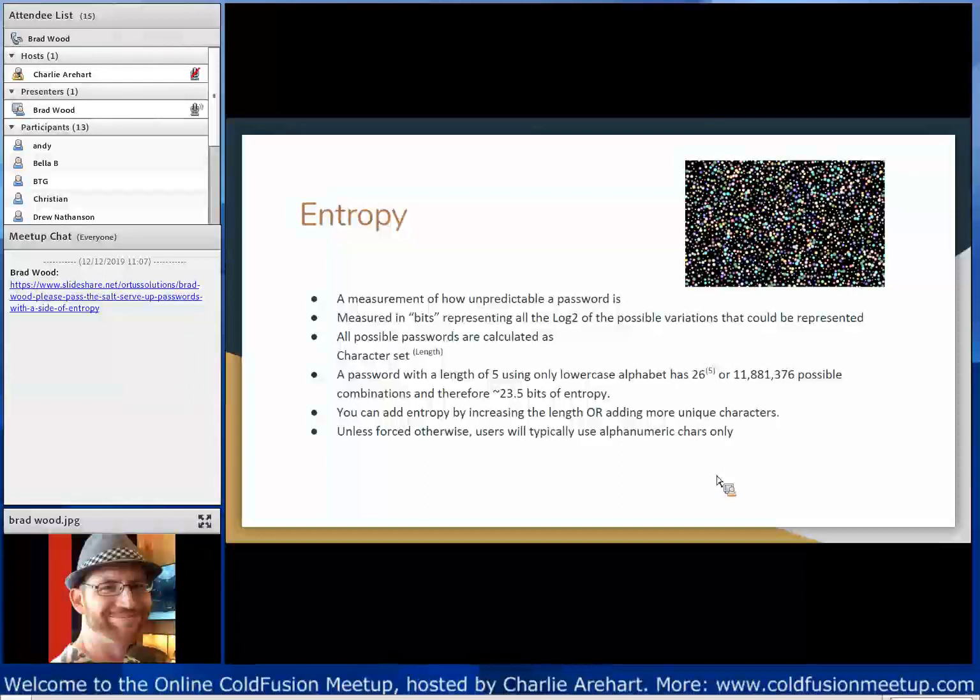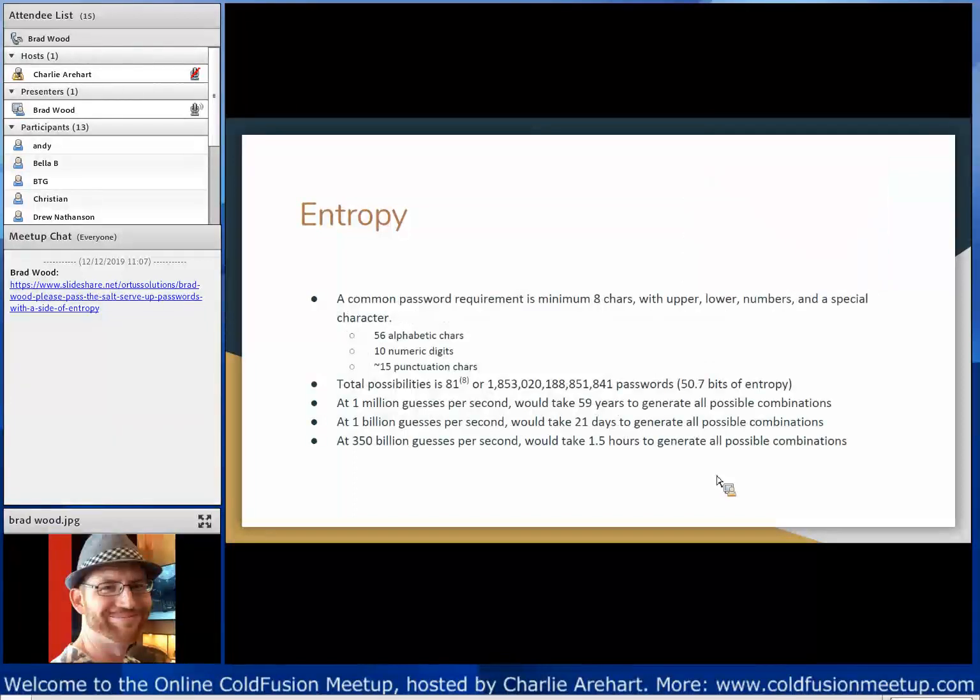And it's also worth noting, unless forced otherwise, most users will typically just use alphanumeric characters. If you just leave users to their own devices, they'll typically choose pretty basic passwords. So let's dig into entropy a little bit farther. We won't get too mathy, so don't get too scared.